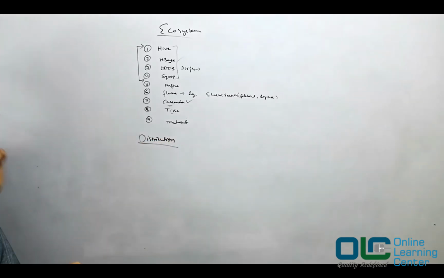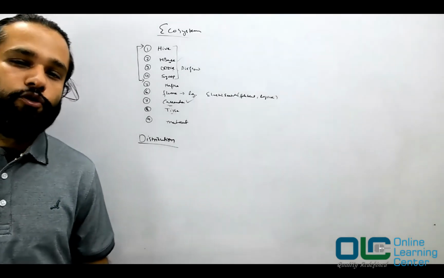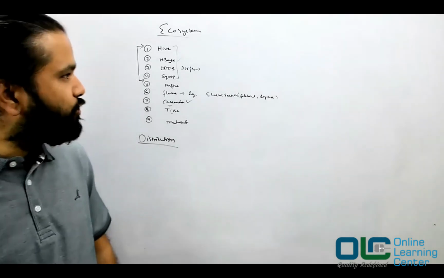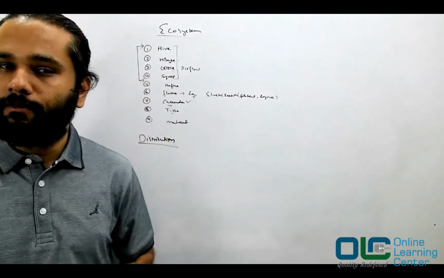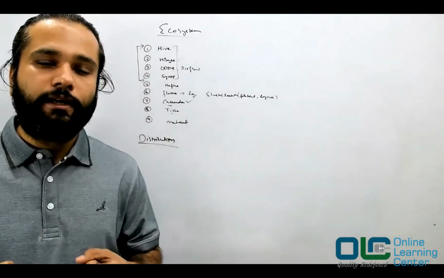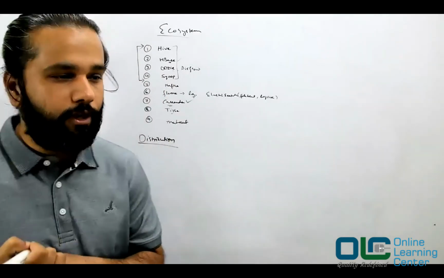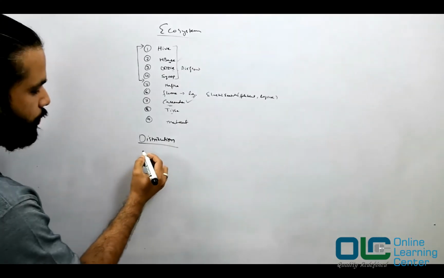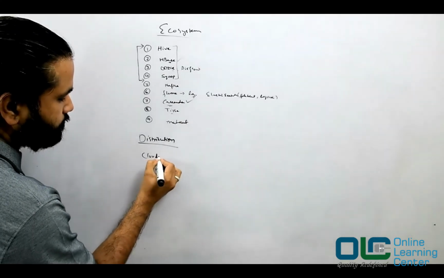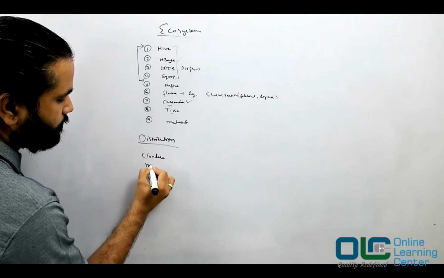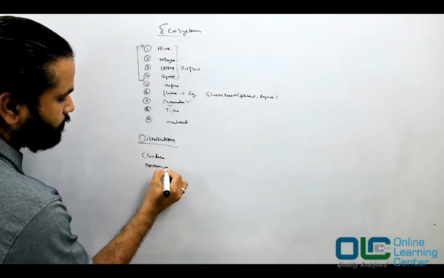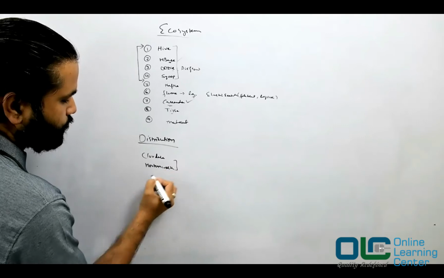Okay, and what is this distribution? Distributions are those companies who actually take this free software, fine tune it and sell it to the customer. For example, you have Cloudera, you have Hortonworks, right? They are of course merged together.